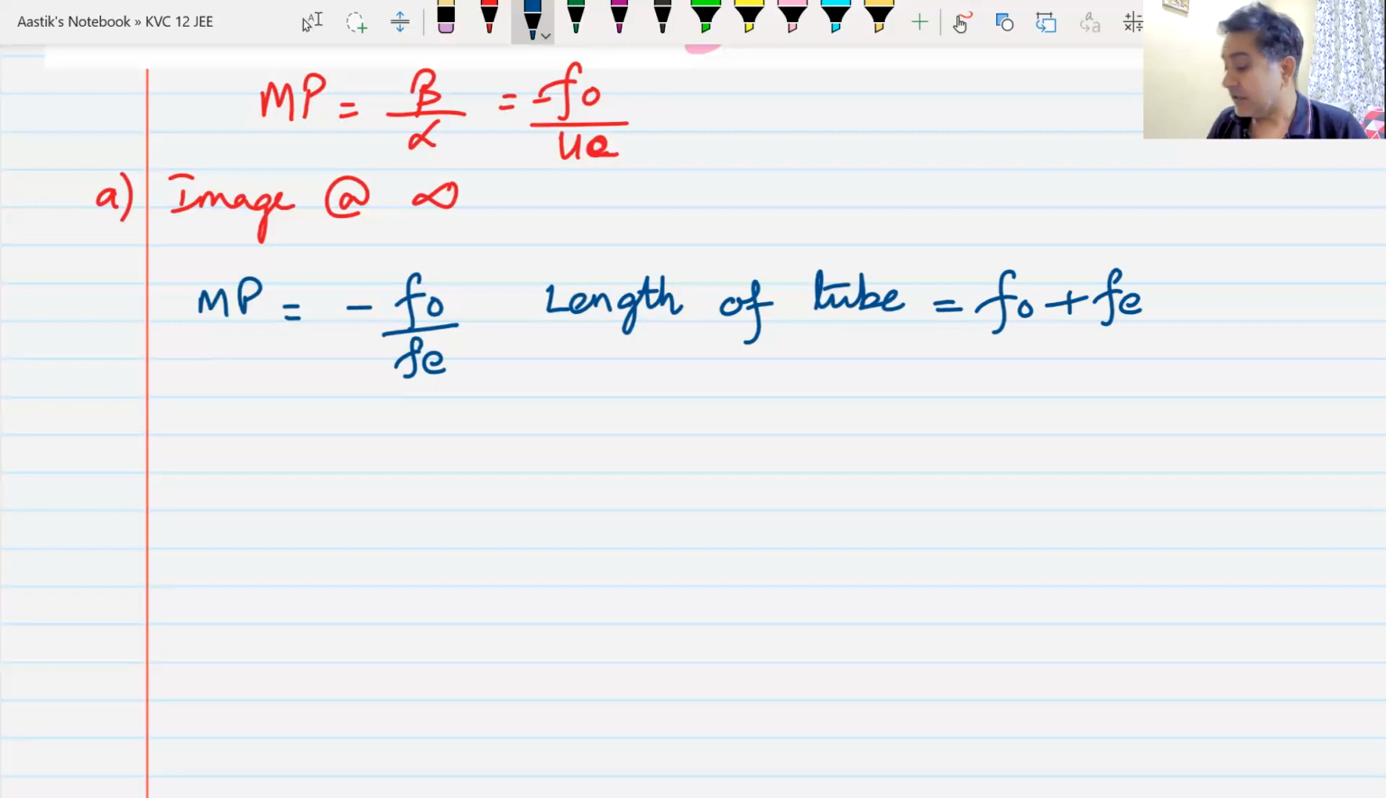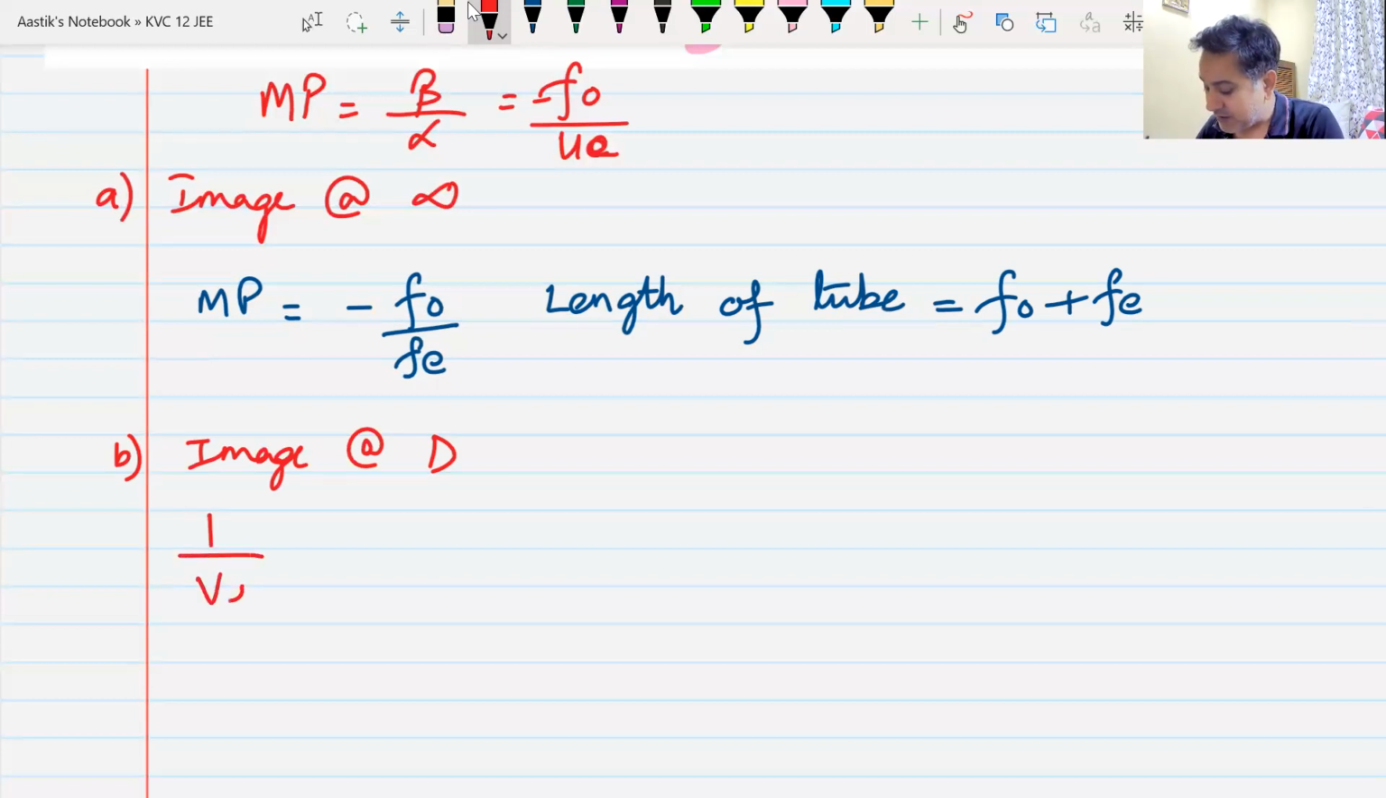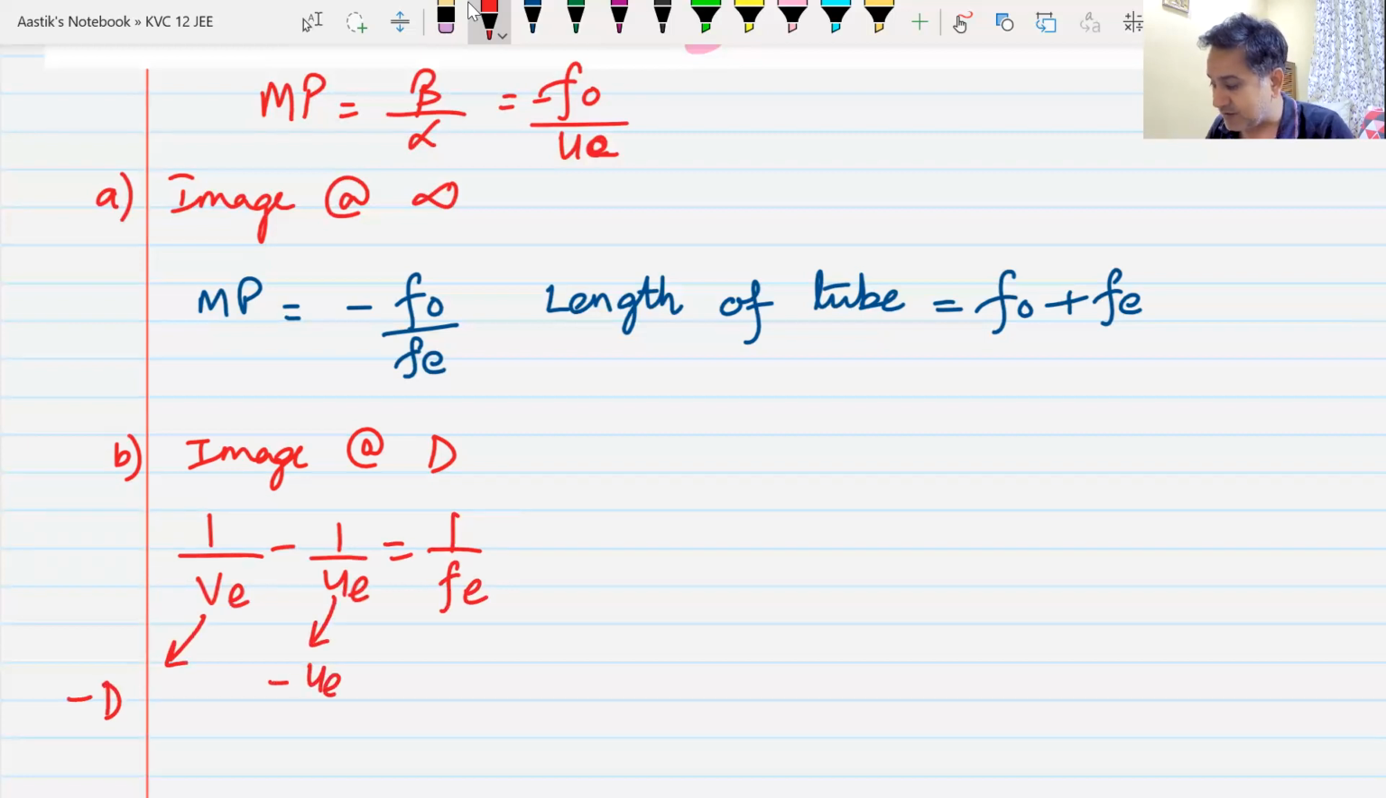Yes, sir. The second case will occur when the image is formed at D, which is the least distance of distinct vision. Again, we have to do the same thing. I will write the formula: 1 by VE minus 1 by UE is equal to 1 by FE. In place of VE, I will put minus D. In place of UE, I will put minus UE. Then calculate the value of D by UE, 1 by UE. I will end up with this formula for magnifying power.